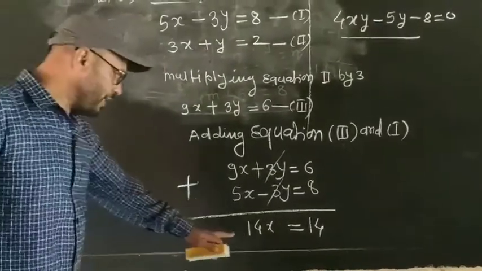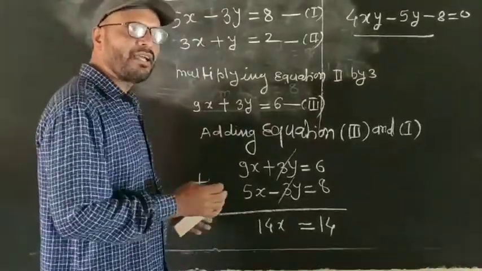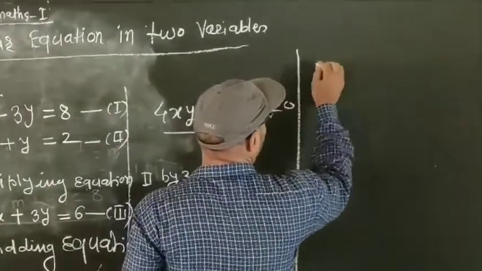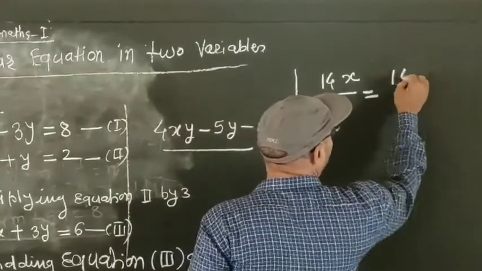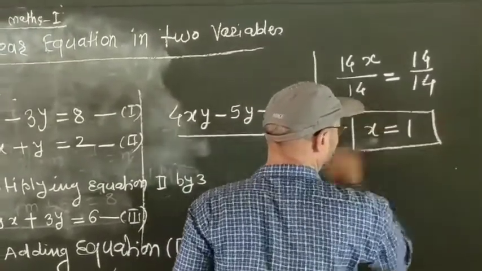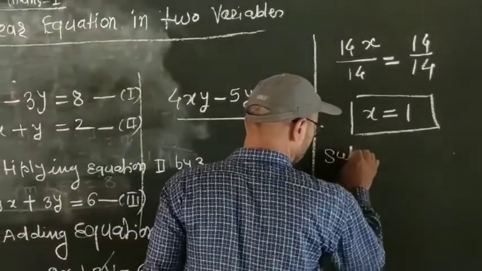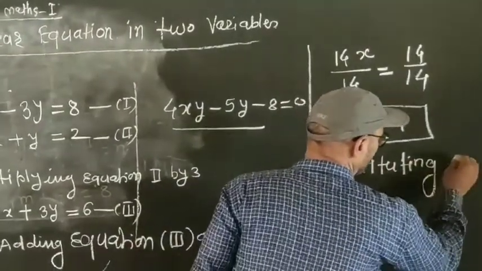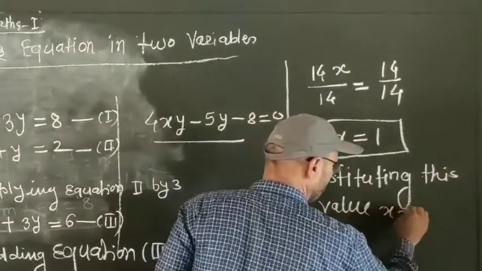Okay. Now find the value of x. It is very easy to find the value of x by dividing both sides by 14. 14x divided by 14 is equal to 14 divided by 14. So we get x = 1. Okay. Now substituting this value x = 1 in any equation.